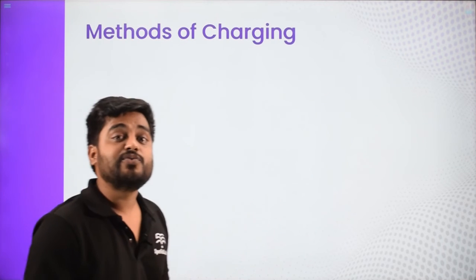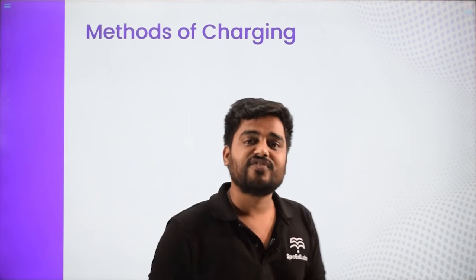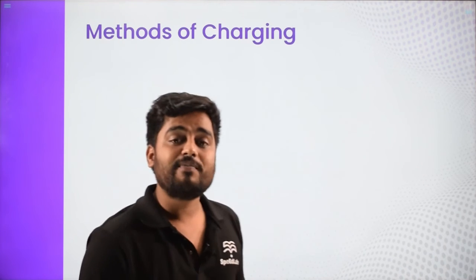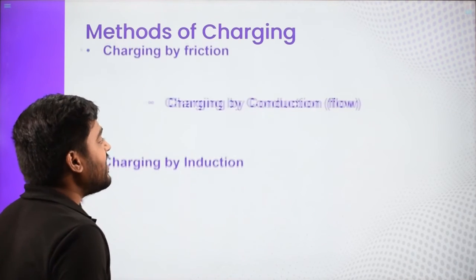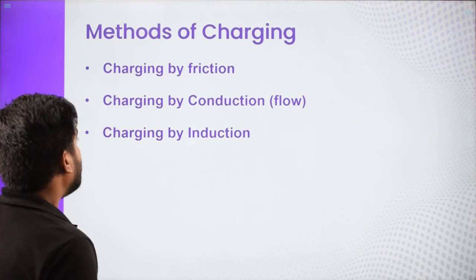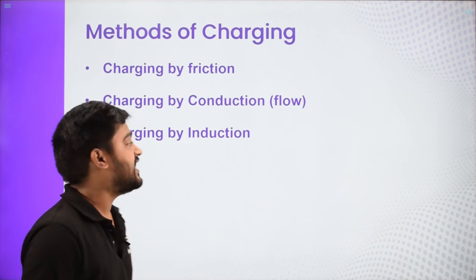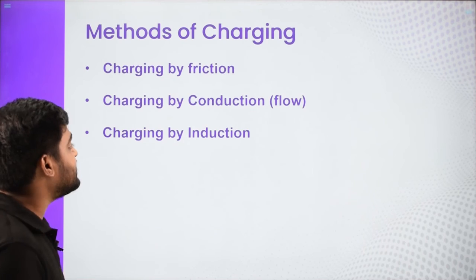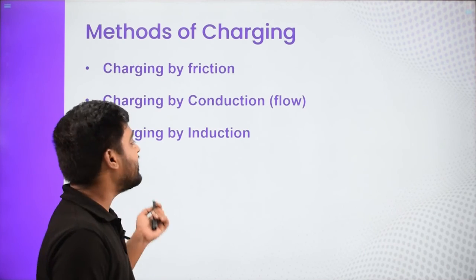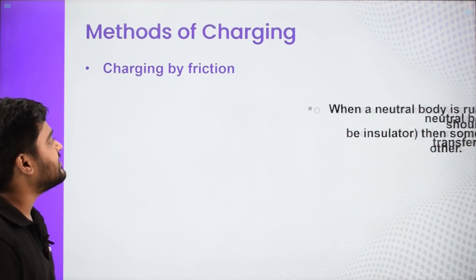Now, how can you make an object charged? So there are methods of charging. There are three types of methods with which we can charge an object. First is charging by friction, second is by conduction, and third is by induction. Let us discuss them one by one.